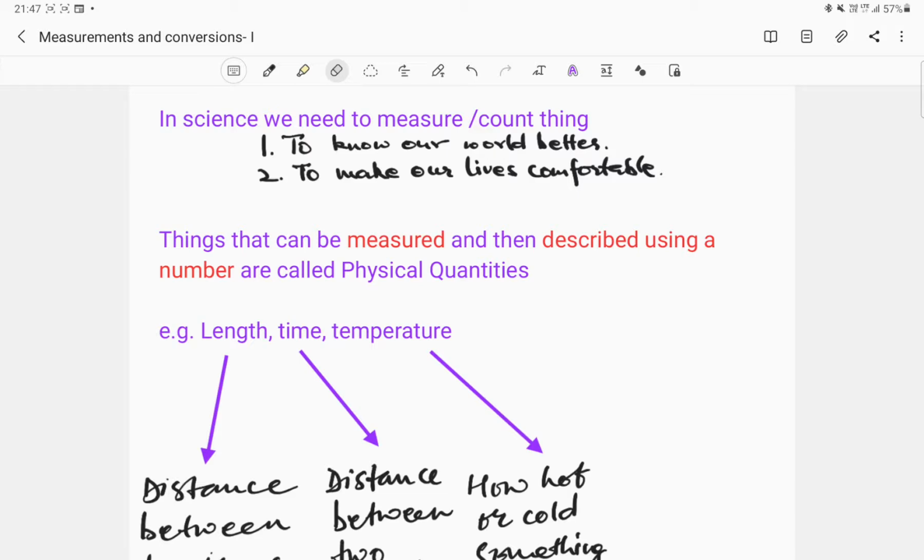Now, in science, in mathematics, and in our daily lives, we measure things or we count things. Now, why do we measure things or why do we count things? We measure things so that we can know the world around us better.